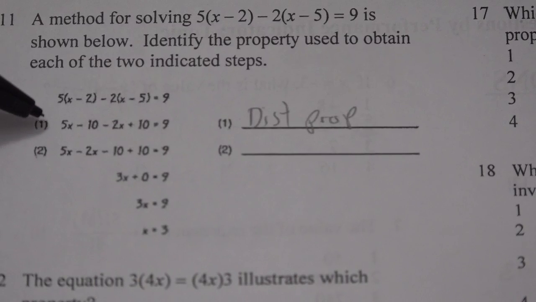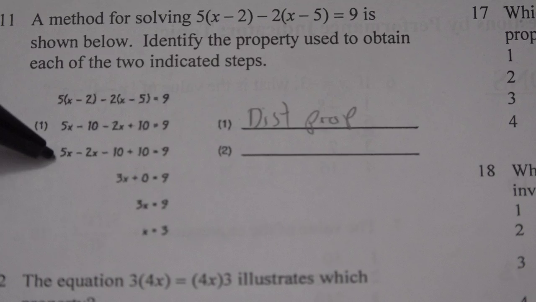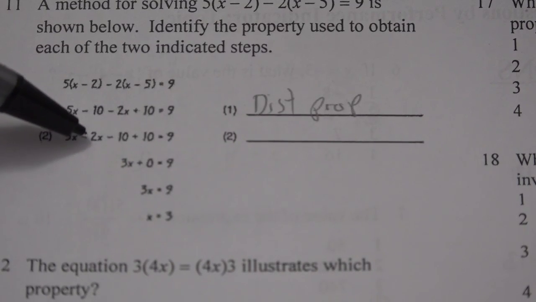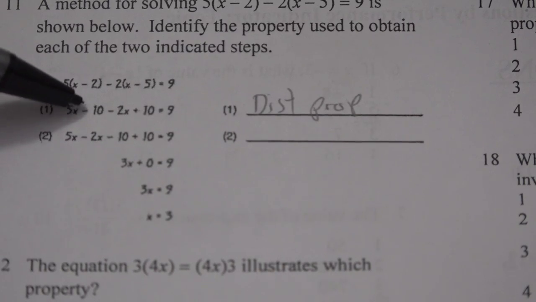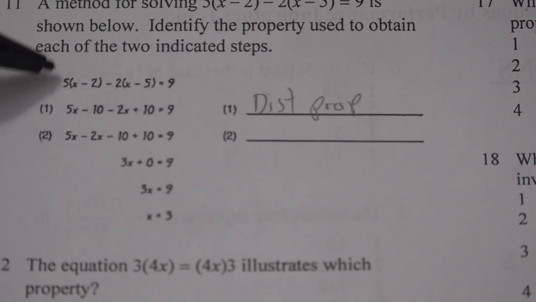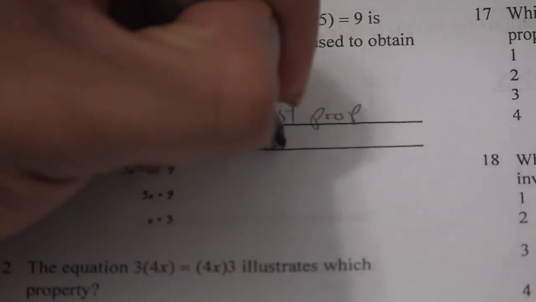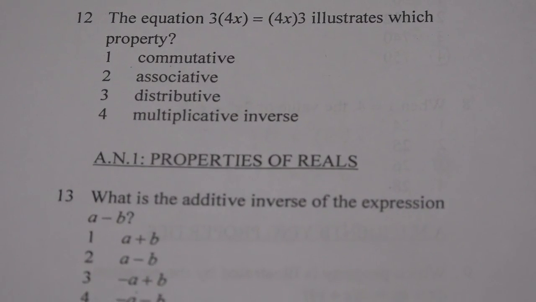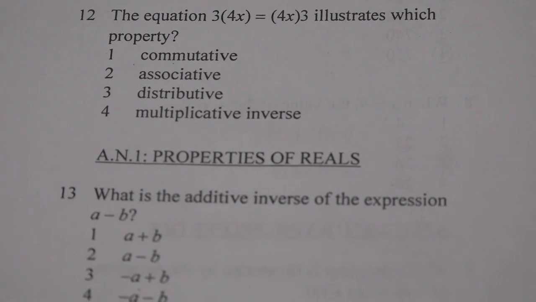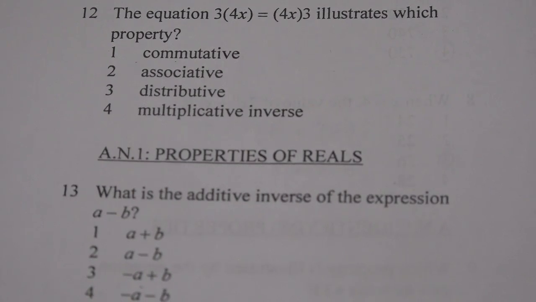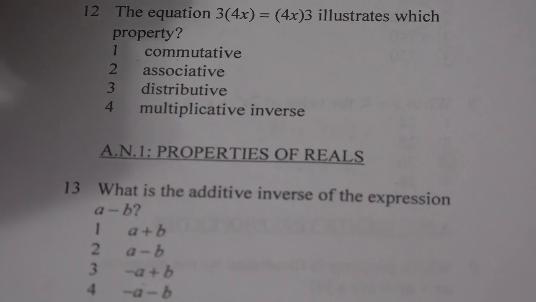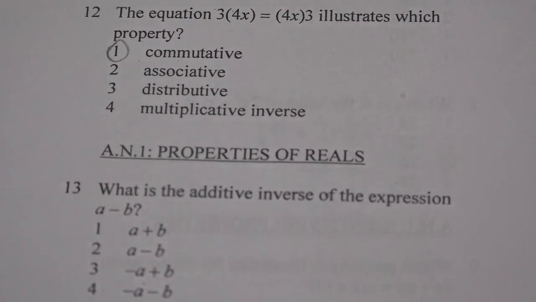And now here it seems like we're combining like terms, but we are not really combining like terms. We are just putting the terms together. Look, this over here, I could have done it in the same order, but they switched the order. So this has to be the commutative property. Okay, let's go on to number 12. Which property is illustrated right there? 3 times 4 is 4 times 3. Oh, commutative property. That was easy.